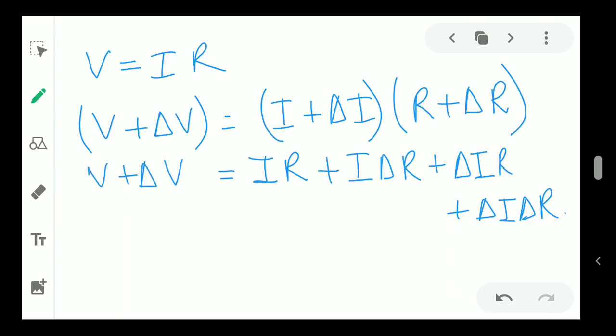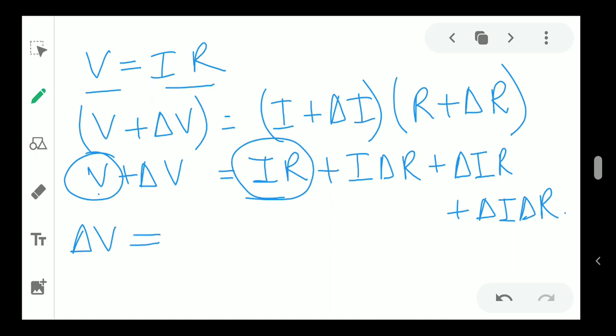Now you know that V equal to IR, so these two terms will cancel out. So ultimately you will get delta V equal to, but I will not cancel out these two things. Okay, I will do something else. Because in this case, you can see with absolute uncertainty, it is very hard to do, because it's a big expression.